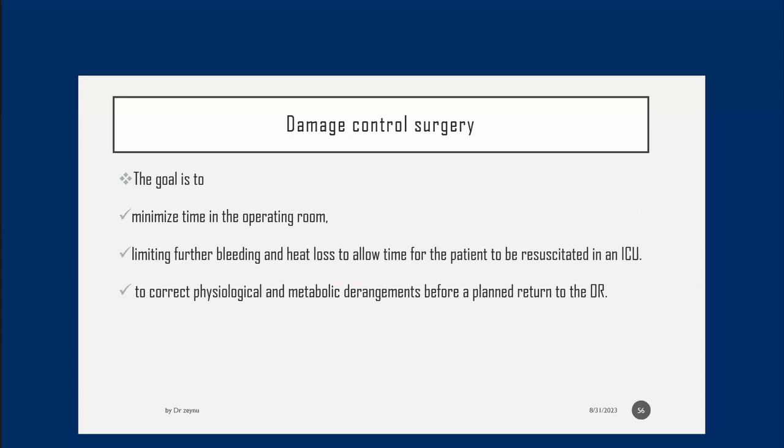With damage control surgery, the goal is just to minimize the time in the operating theater, limiting further bleeding and heat loss, which allows time for the patient to be resuscitated in the ICU, and to correct physiological and metabolic derangement before the planned return to the OR. In the first damage control surgery, the main goal is to minimize and control bleeding. Once they go to the OR, they can do devascularization or ligation or packing the first time.